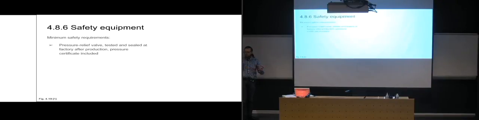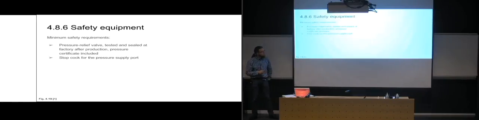So no one's going to pick it apart and then put it back together again, because then the pressure certificate will no longer be valid. So then you have to basically send it back to the production facility or someone who is approved by the production facility to disassemble it again and then put it back together and certify that it's been done correctly. And it needs a stopcock for the pressure supply port, so you're going to be able to stop it. And you also need a drain cock for the tank port, so that you can drain the fluid afterwards.